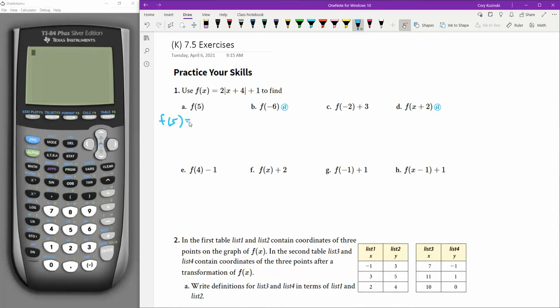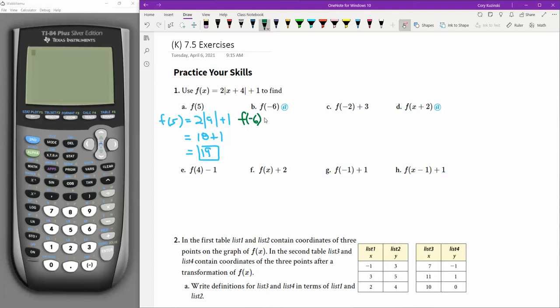Take a little bit of a shortcut here. I'll go 2 times the absolute value. Let's do 5 plus 4 is 9. So I substituted and added, plus the 1. So absolute value of 9 is 9, and 9 times 2 is 18. And then when I add the 1, we get 19. All right, no problemo. Next, let's figure out what f of negative 6 is.